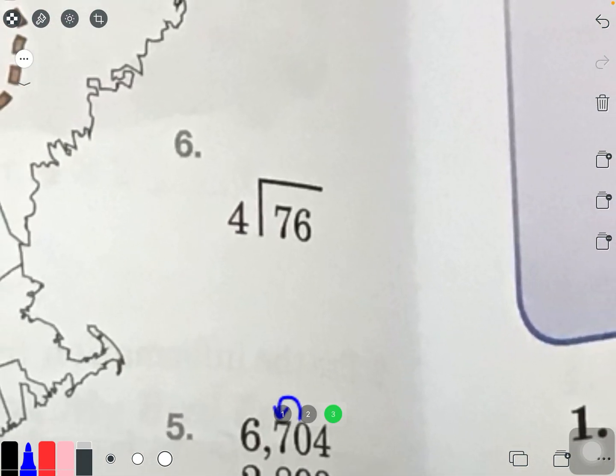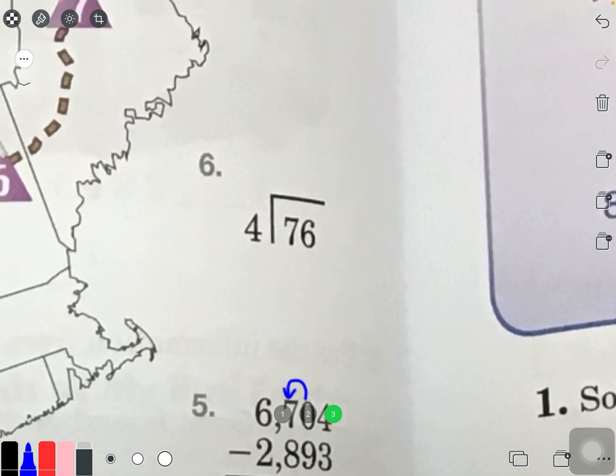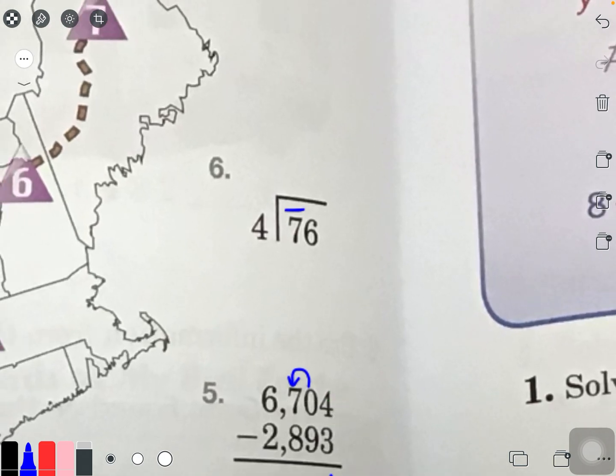Ooh, number 6. All right, let's try number 6. I'm going to bar the 7, and I'm going to do 7 divided by 4. 4, 8. Ooh, I can't use 8 because that's too big, but I can use 4. So I'll put 1 on top. 1 times 4 is 4. 7 take away 4 is 3. I'll drop the 6, but you'll try the rest on your own.